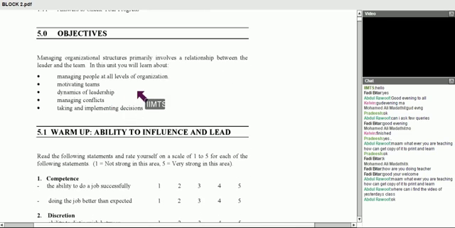Managing organizational structures primarily involves a relationship between the leader and the team. A leader is the one who leads the team. So, what are the qualities of a leader? How can he manage the team well? This is what we are going to study under this.